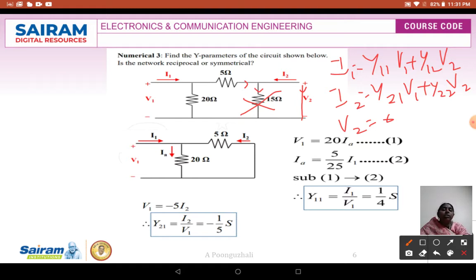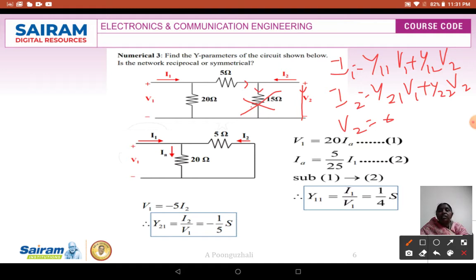V2 is 0 means short circuit the output terminals. When I short circuit the output terminals, a current from the 5 ohm resistor is going to flow into this 15 ohm and this V2 voltage source. In this case, this is going to have a low resistance path compared to your 15 ohm resistance. So all the current will flow through this V2 and no current will flow through the 15 ohm. So we can remove that resistance and redraw the circuit here.